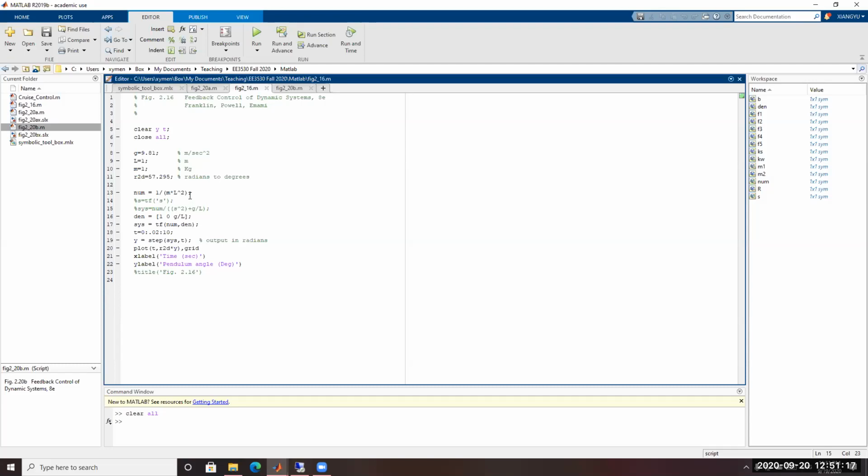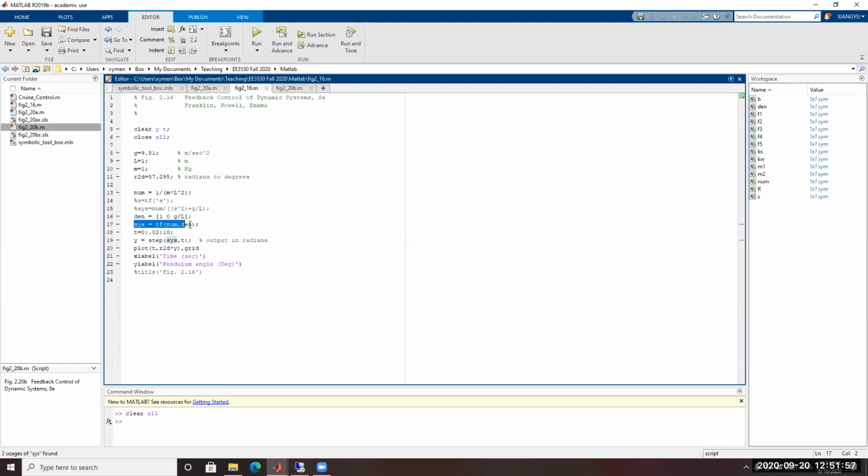The numerator is a polynomial. In the pendulum example, the numerator is a constant. It's 1 over m times l squared. Then the denominator is s squared plus g over l. Then it is a polynomial of order 2. So the coefficient for s squared is 1. Then there's no s term, so the coefficient is 0. Then for the constant term, the coefficient is g over l.